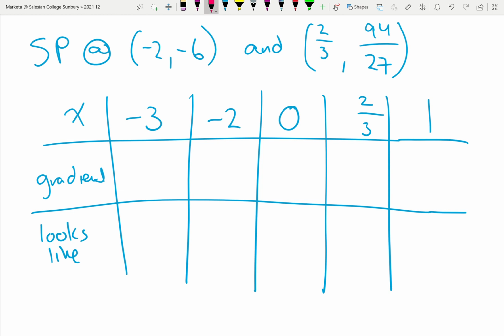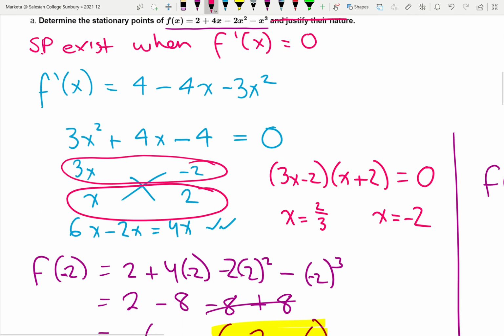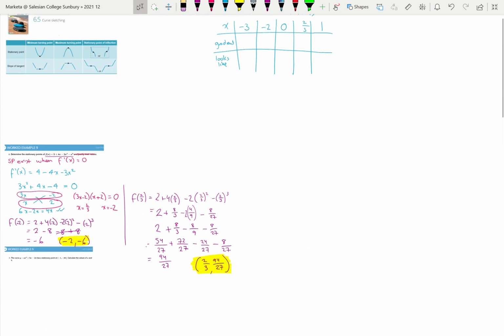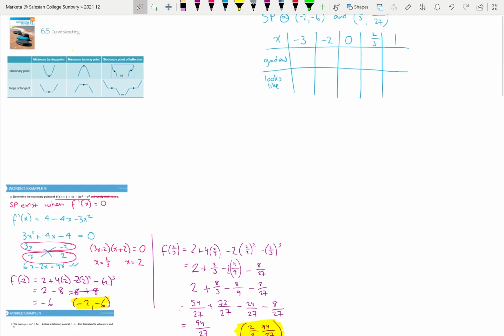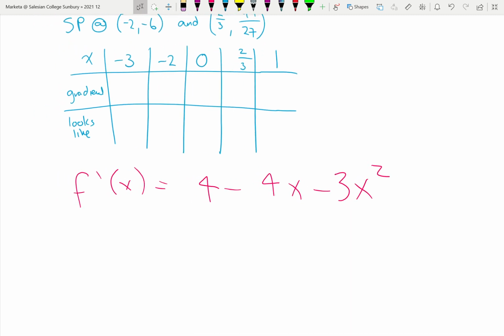Now, our gradient function, I have to go back and have a look, sorry. Gradient function, 4 minus 4x minus 3x squared. So let's go back. Here. Okay. So f dash of x equals 4 minus 4x minus 3x squared. Now we can find the gradient at each of those points. So f dash of -3 is 4 minus 4 times -3 minus 3 times -3 squared. So what's that? It's -11.